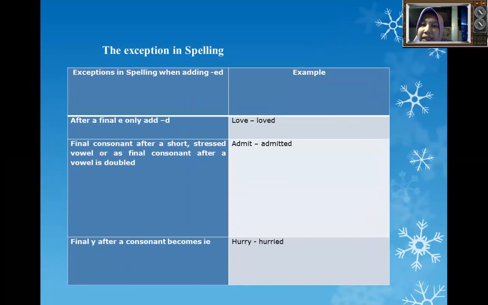The exceptions in spelling when adding ed. After a final e, only add d. Example, love becomes loved. A final consonant after a short stressed vowel is doubled. Example, admit becomes admitted. And the last, a final y after a consonant becomes ied. Hurry becomes hurried.